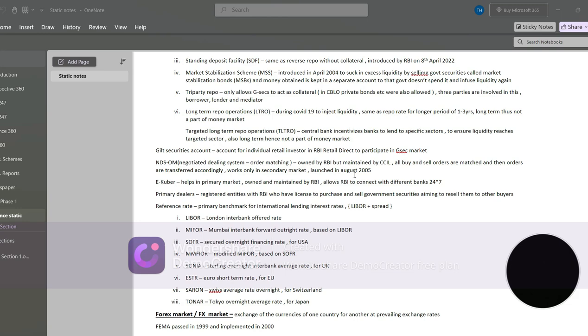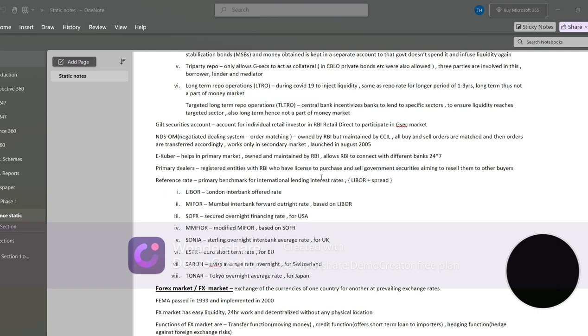Now, what are primary dealers? Primary dealers are basically registered entities with RBI who have a license to purchase and sell government securities, aiming to resell them to buyers. Now, let us look into some of the reference rates.